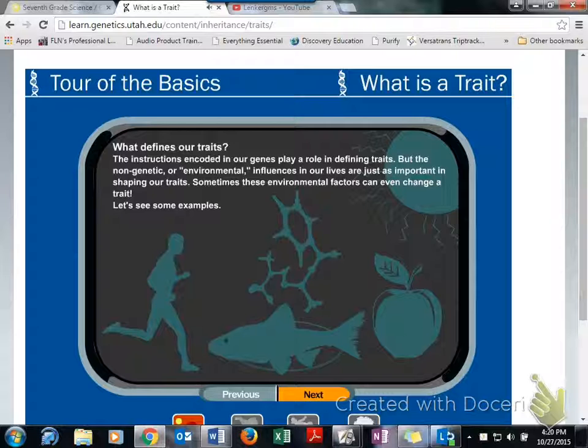What defines our traits? The instructions encoded in our genes play a role in defining traits, but the non-genetic or environmental influences in our lives are just as important in shaping our traits. Sometimes these environmental factors can even change a trait. Let's see some examples.